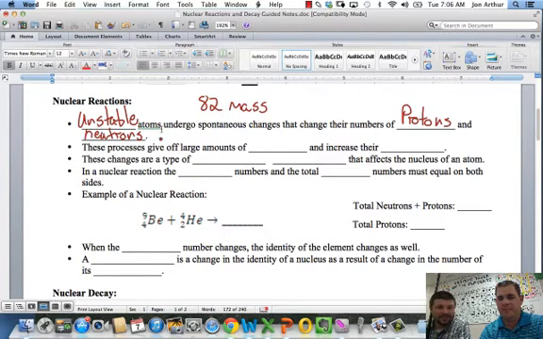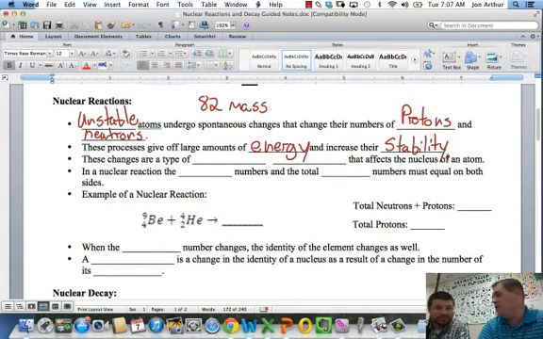These processes give off very large amounts of energy, just like most chemical reactions, and increase their stability. So these atoms really want to undergo these changes so they become more stable. It's like they're searching for stability, like everybody. These changes are a type of nuclear reaction that affects the nucleus of an atom. So a nuclear reaction affects the nucleus.